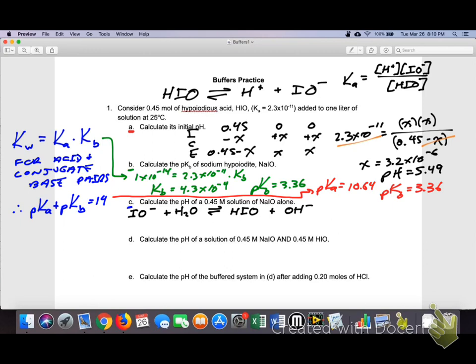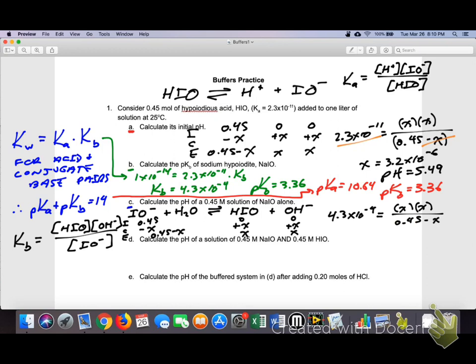And so again, I can go to an ice chart. I know that I can write a Kb expression and then form an ice chart. I know I'm starting off with 0.45 molar hypoiodite ion. It's going to go down by some value, call it x, which is going to be the amount that the acid concentration goes up and the OH minus concentration goes up as well. I just found the Kb when I was trying to find pKb, and so I can plug that into my Kb expression.